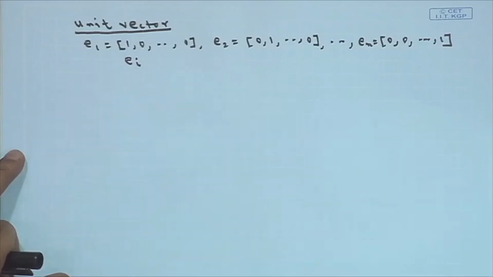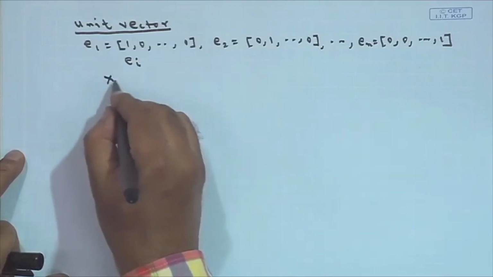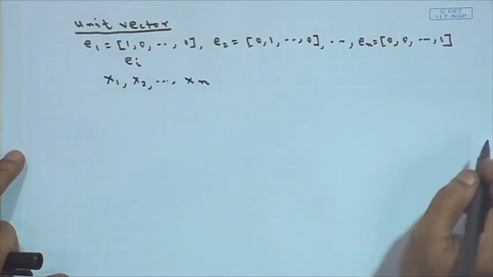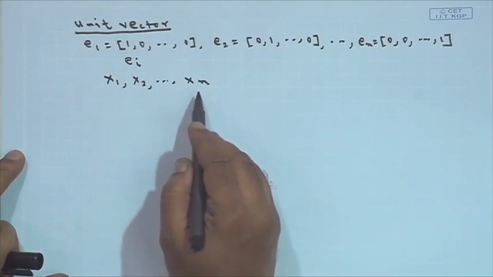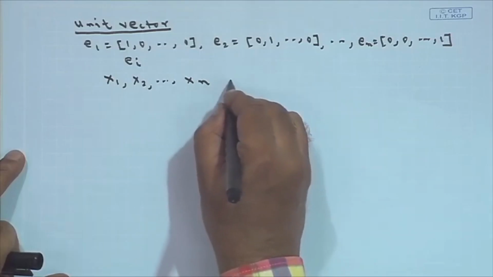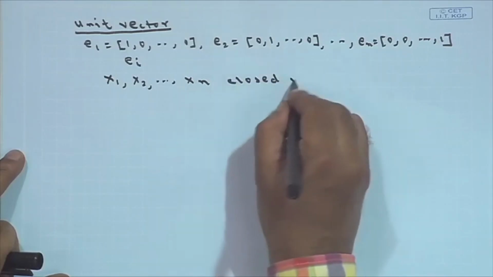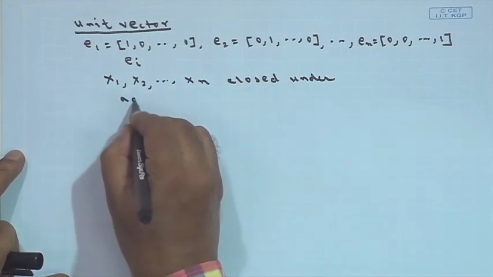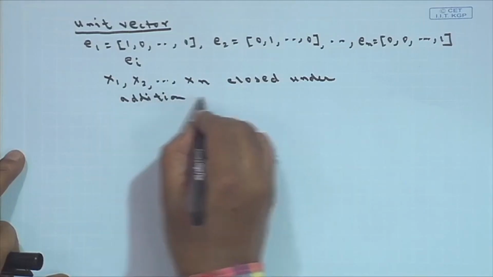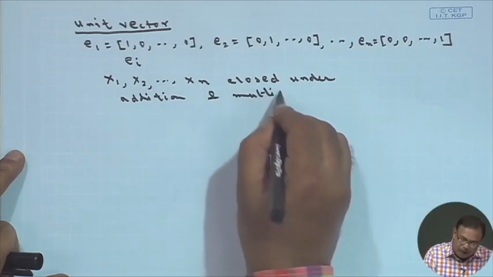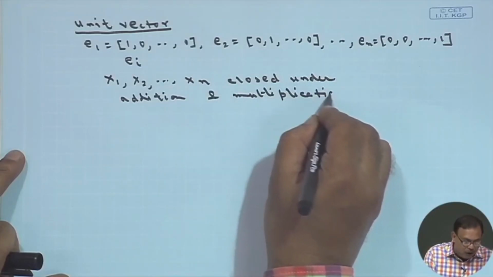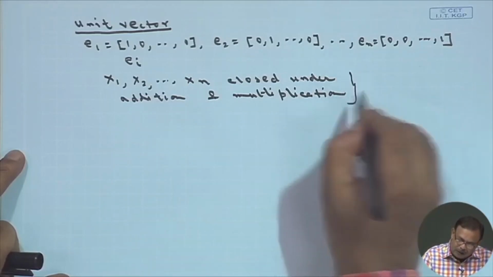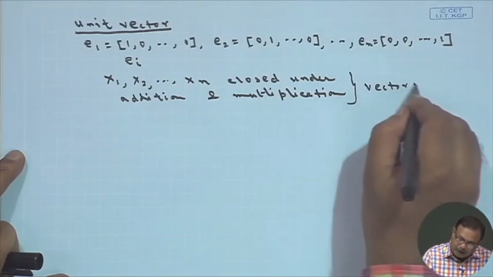Now, suppose you have a set of vectors x1, x2, xn. So you have a set of n vectors which is closed under addition and multiplication. Then we call this set of n vectors a vector space. So basically, what is a vector space?